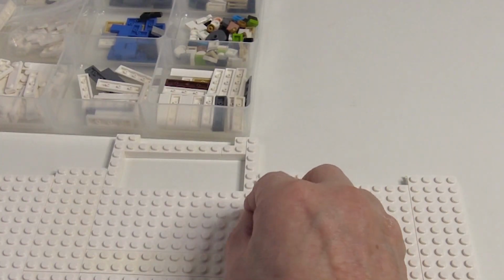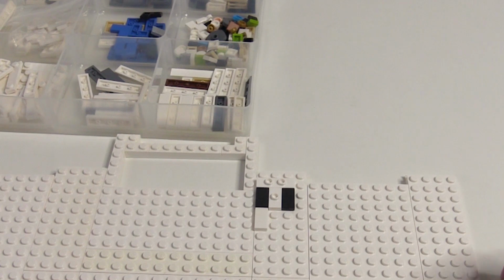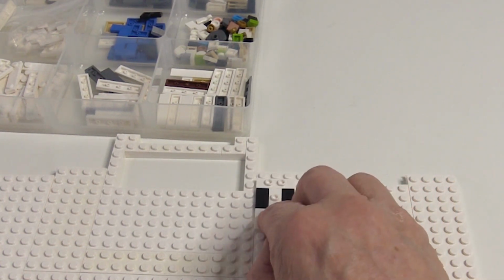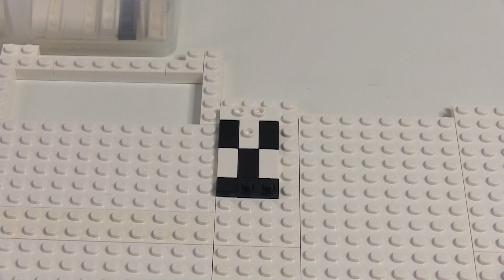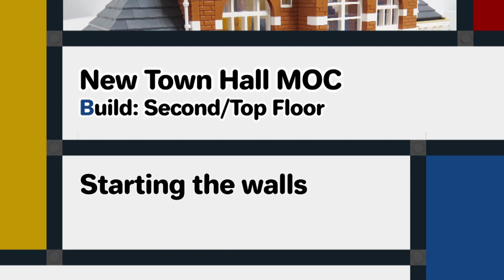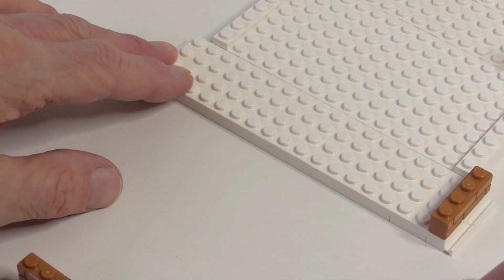I'm adding a tiled floor for the little washroom, the same as the one on the floor below, and I'll add the fixtures into this little room in a minute. Now, once again, we can make a start on building the walls onto the floor plate that I've just built.